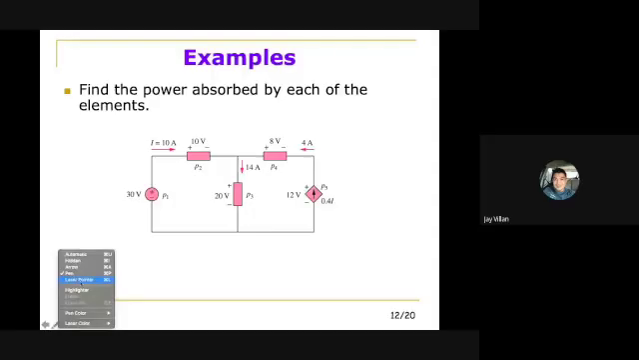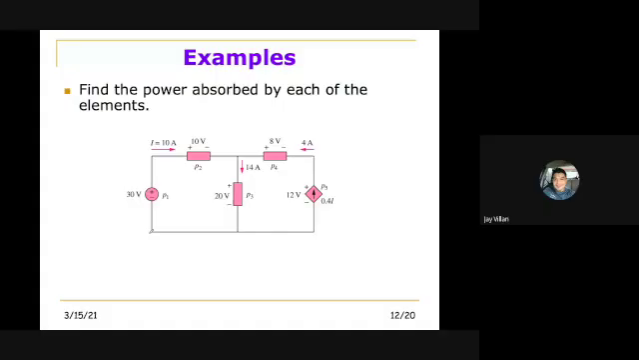If an active element supplies power, the power is negative, okay? While a passive element which absorbs power has a positive power, okay? So dito, if we go back sa power, we have three equations for your power.